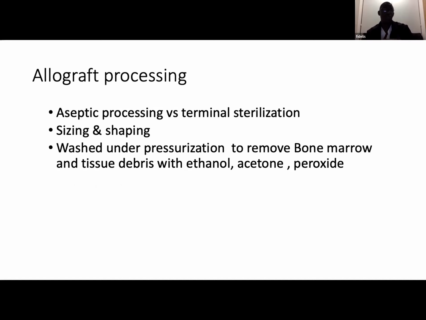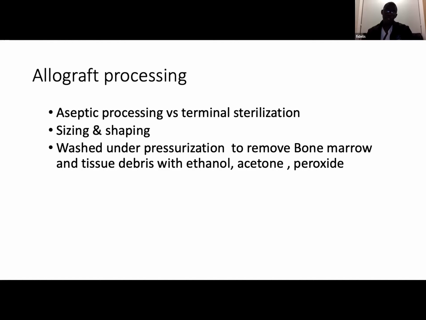So then in terms of allograft processing itself, as I mentioned earlier, there's aseptic processing versus terminal sterilization. During the early phases of processing, there is removal of all soft tissues, and then sizing and shaping of the allograft. And then usually it's washed under pressurized fluids. Usually they use ethanol or acetone peroxide, and then they take out all the bone marrow, which is quite allergenic, as well as tissue debris.